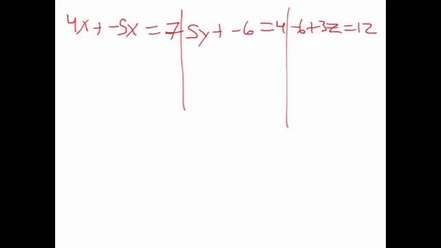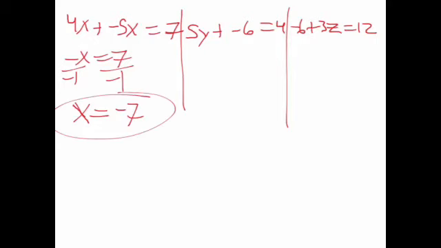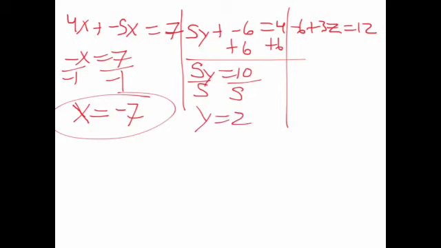And moving on to the next part, I'm going to combine these like terms to get negative x equals 7. If you happen to want to, you can divide both sides by negative 1, but you can just switch the signs to get x equals negative 7. And on the next part, I'm going to add 6 to both sides to get rid of the negative 6. I'll get 5y equals 10. Divide by 5 on both sides to get y equals 2.